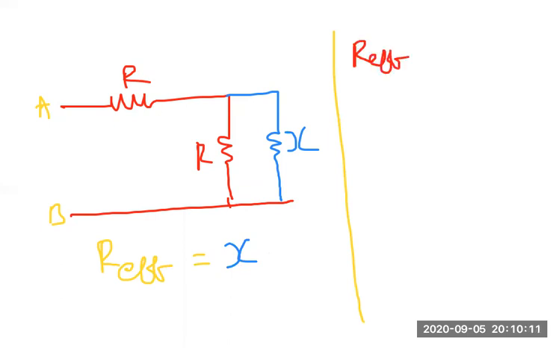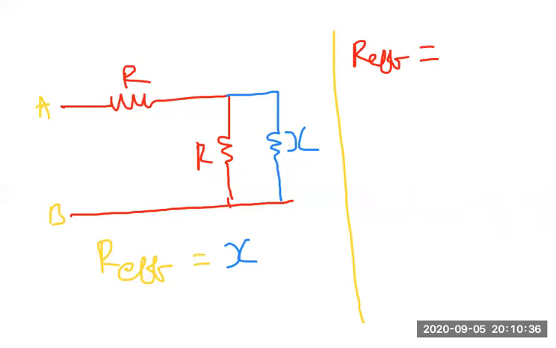R effective from the given combination. Observe here. X and R, how are they? X and R are parallel. Two resistances in parallel means what do you write? Rp is equal to R1 R2 by R1 plus R2. This is the formula for parallel combination of resistance we know from childhood.